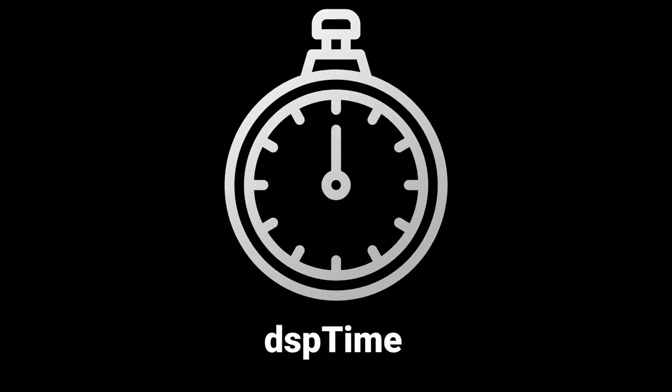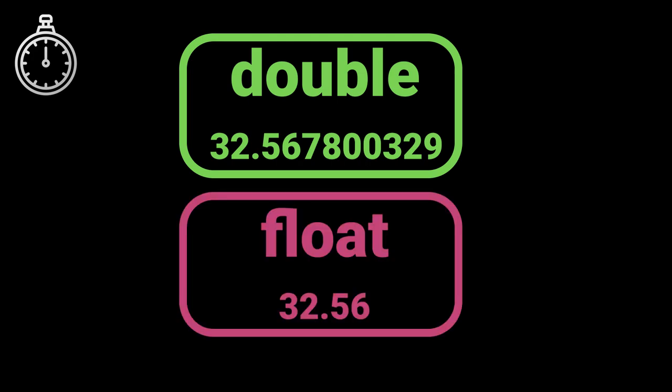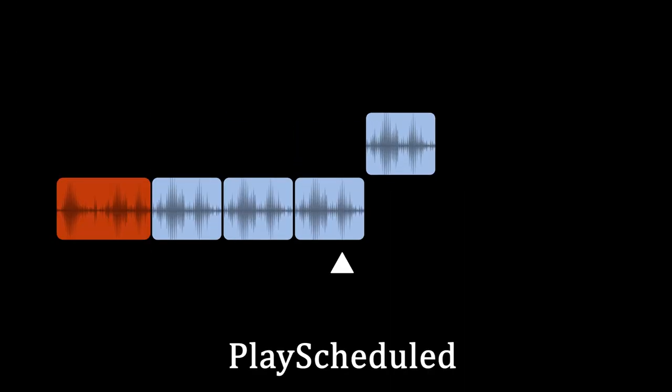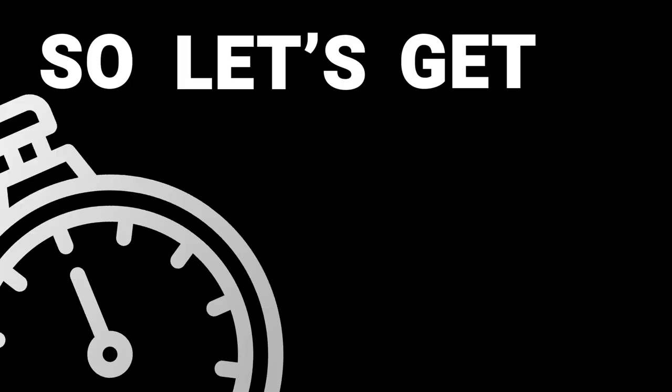DSP time is a value that precisely records the number of samples processed by the audio system in Unity. It operates independent of your frame rate and returns a double rather than a float, which makes it much more accurate than if you were to use Time.time or WaitForSeconds. By utilizing this and a function called PlayScheduled, we can effectively queue up tracks with precise timing. So let's get into it.